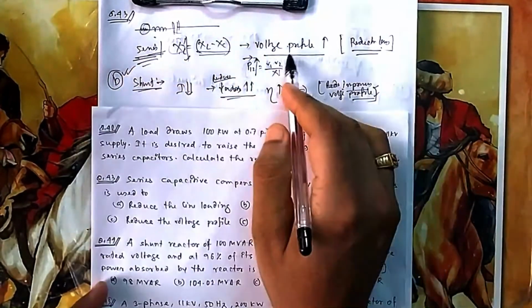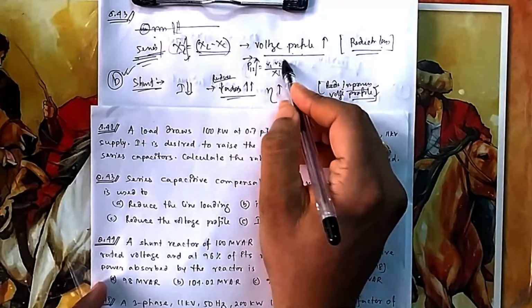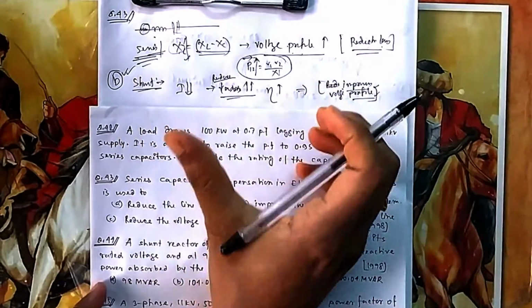The voltage profile would have been the direct one if it had been there, but it is not there. So you can see that the power transfer capability is also increased, which will also increase your stability margin.